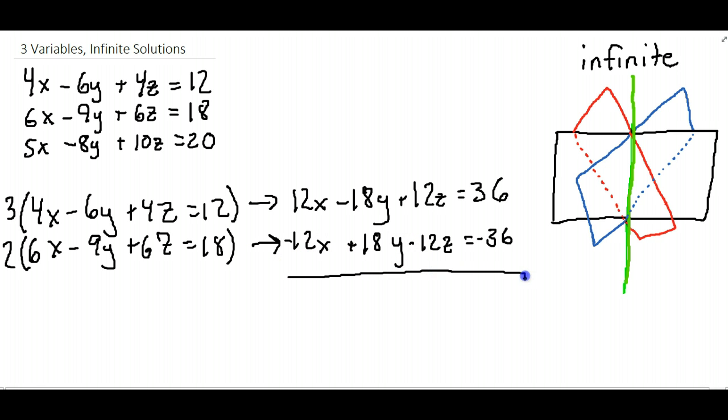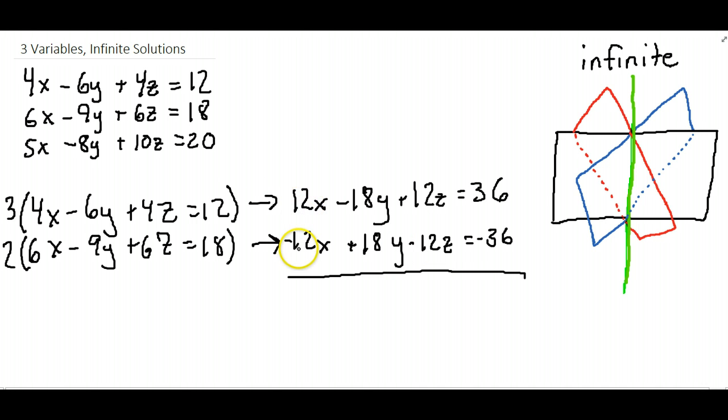Okay, so when you're looking at this, you go, wait a minute. We have our first equation now is 12x minus 18y plus 12z equals 36. And our second one is negative 12x plus 18y minus 12z equals negative 36. So let's do our addition.